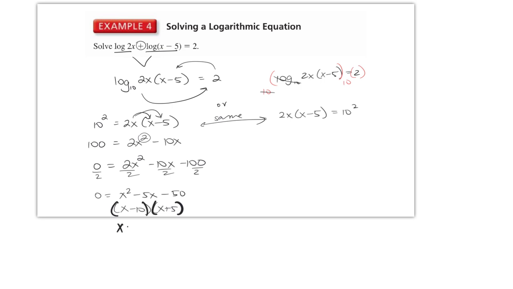Okay. And x equals 10 and x equals negative 5. So now I've got two solutions, and I have to evaluate: are they both valid? Well, you have to check for extraneous. What we mean by that is that one of these answers is mathematically sound, but in this problem it doesn't work.